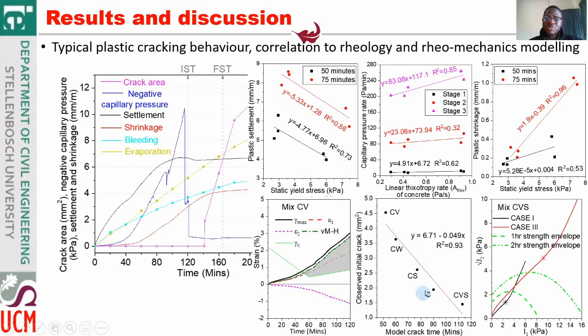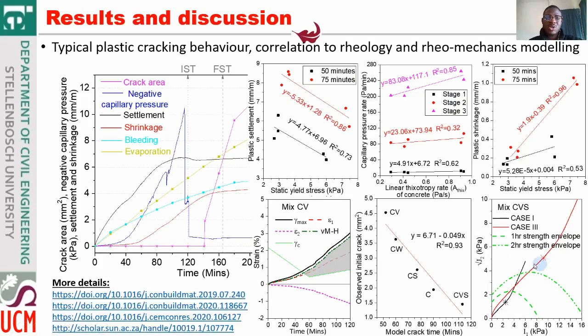And using von Mises theory, we were able to predict well the occurrence of plastic cracking, taking into cognizance viscoelastic properties that cause strain dissipation, and then using Bresler-Pister theory, the theory will either under predict or over predict the occurrence of plastic cracking. More details of some of these results can be found in these already published studies. You can check them out online.